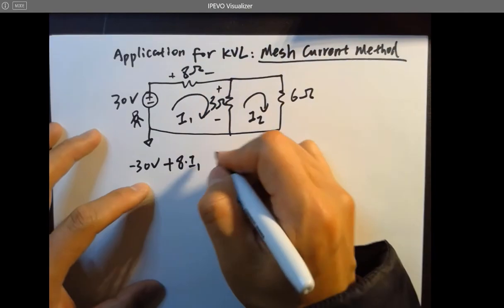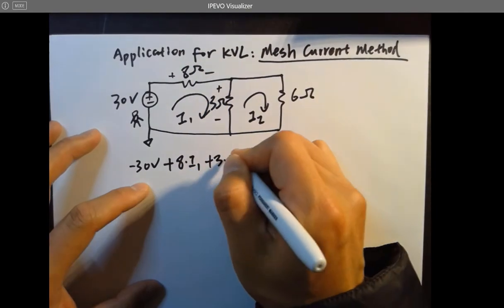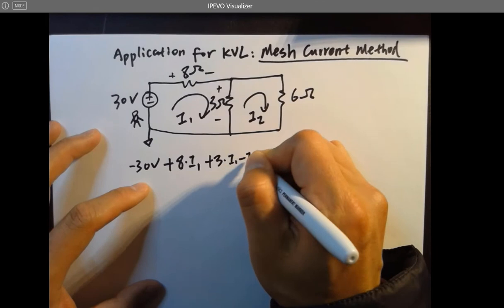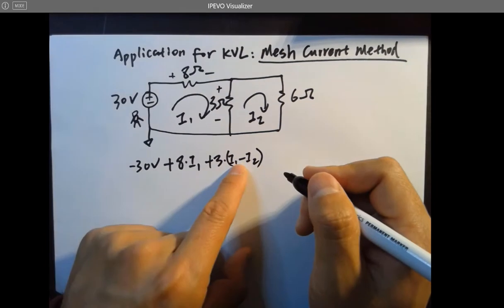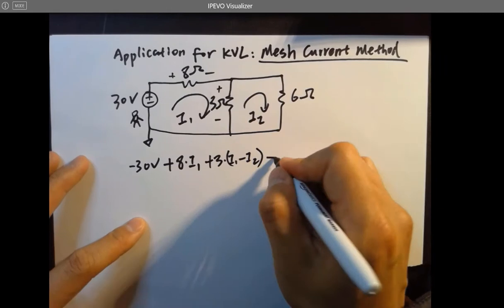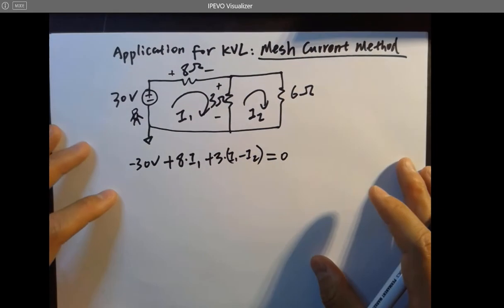So it's going to be I1 minus I2. That's the effective current flowing through this resistor, and this equals 0 according to KVL.